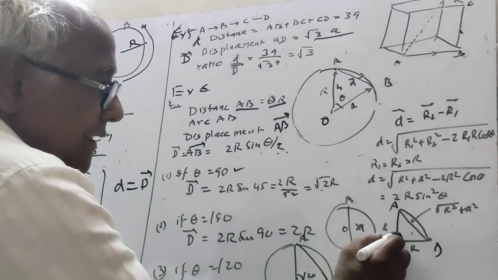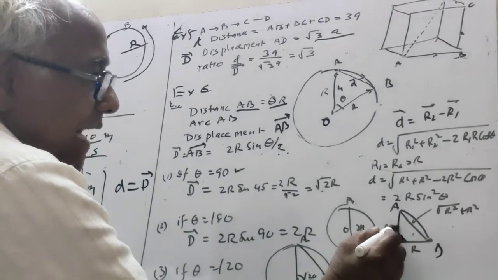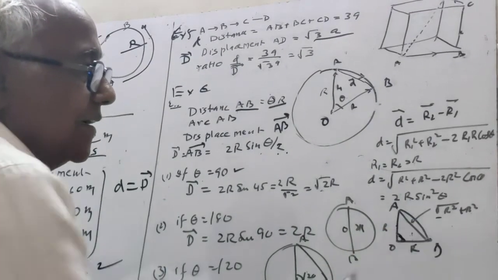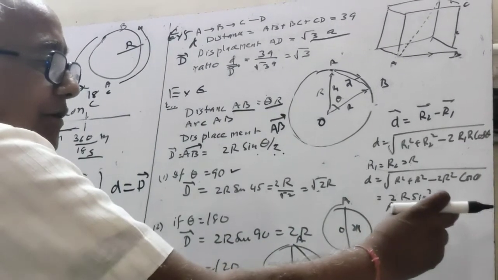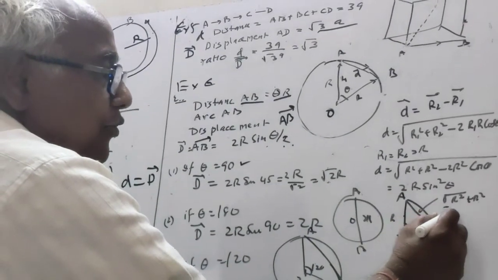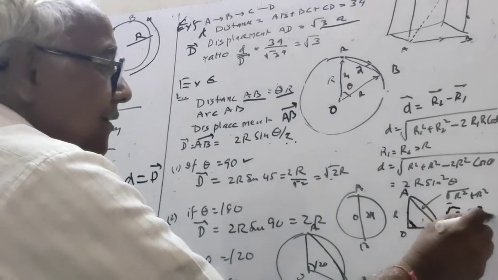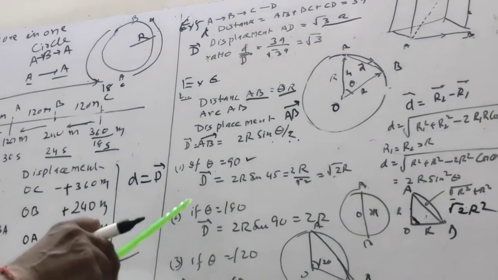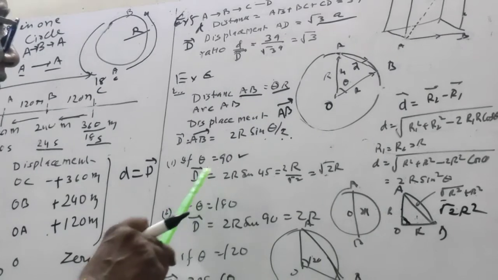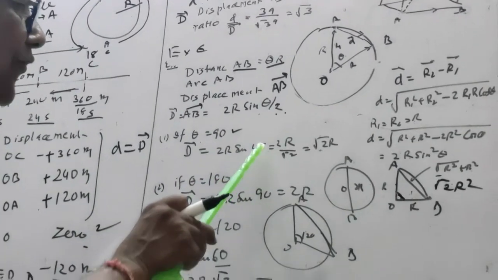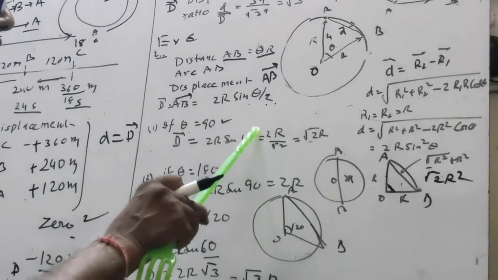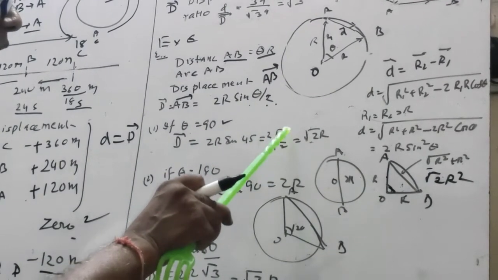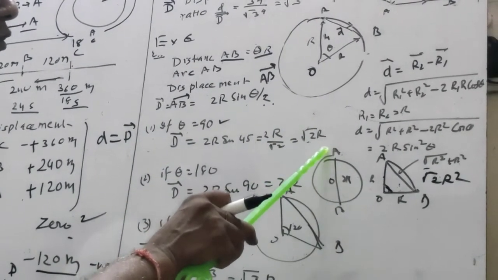Now the first case we take is when theta is equal to 90. So this angle AB is 90. So this is R, this is R. तो ये कितना हो जाएगा? हाइपोटेनस अंडर रूट बेस का स्क्वायर आर स्क्वायर प्लस आर स्क्वायर. So ये कितना होगा? अंडर रूट 2 R square. So here we can also find capital D will be equal to 2R sin 45. 90 का आधा कितना हो गया? 45. So sin 45 is 1 बटा अंडर रूट 2. 2R बटा अंडर रूट 2 बराबर अंडर रूट 2R.